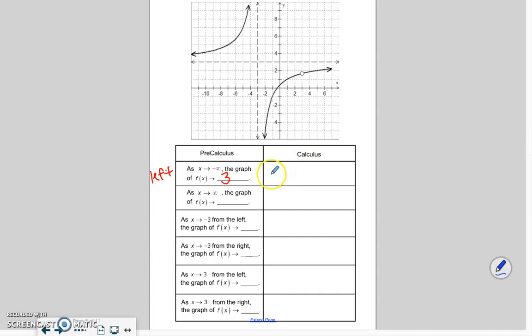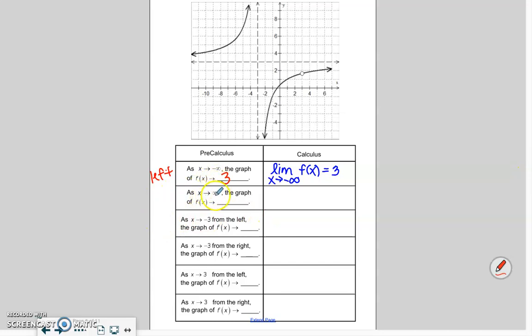Now that we know a little bit about limits, we're going to write it the calculus way. And so we're going to say the limit as x approaches negative infinity. And this function is called f of x. We don't know the equation for it, so we'll just say f of x. What does it do? It levels out at 3. So that would be the calculus notation.